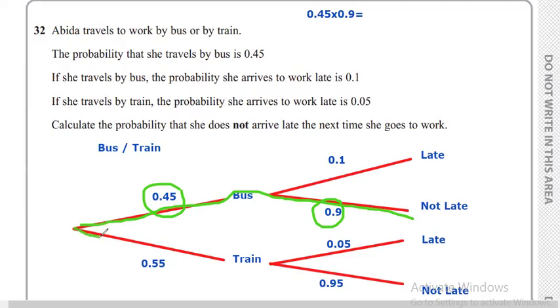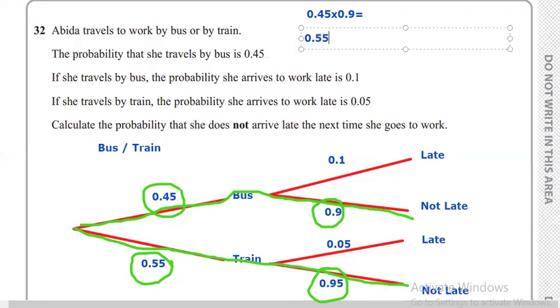So the next path will be train and not late. As I said, they only told us to check the probability of being not late. Okay, so I'm gonna check both bus and train. Now, because I went by train, not late, I'm gonna take both probabilities, the ones on the path I took, and multiply them by each other. So I have 0.55 multiplied by 0.95.